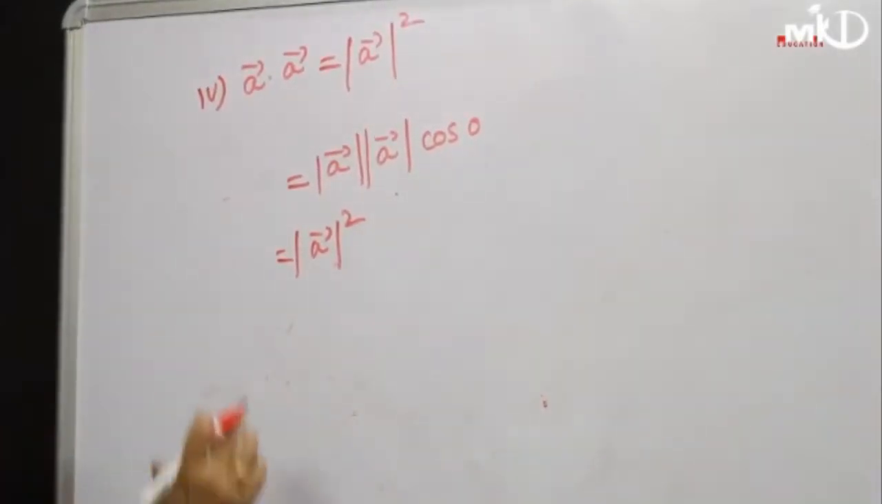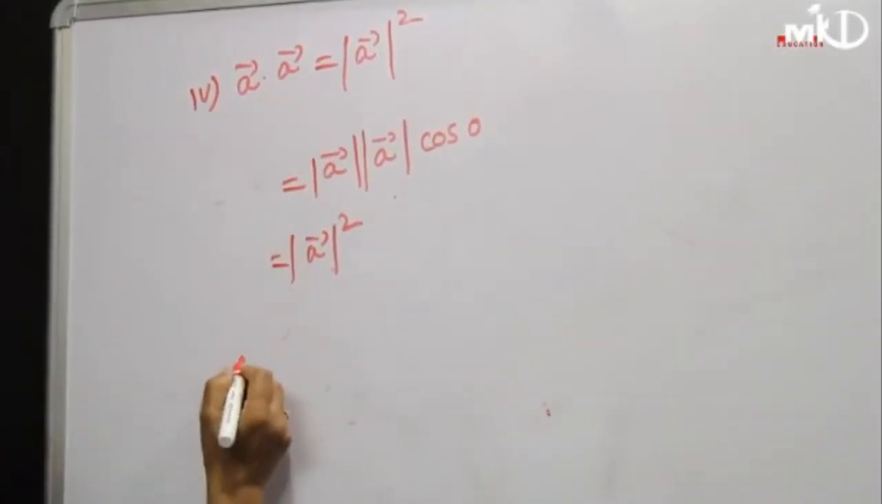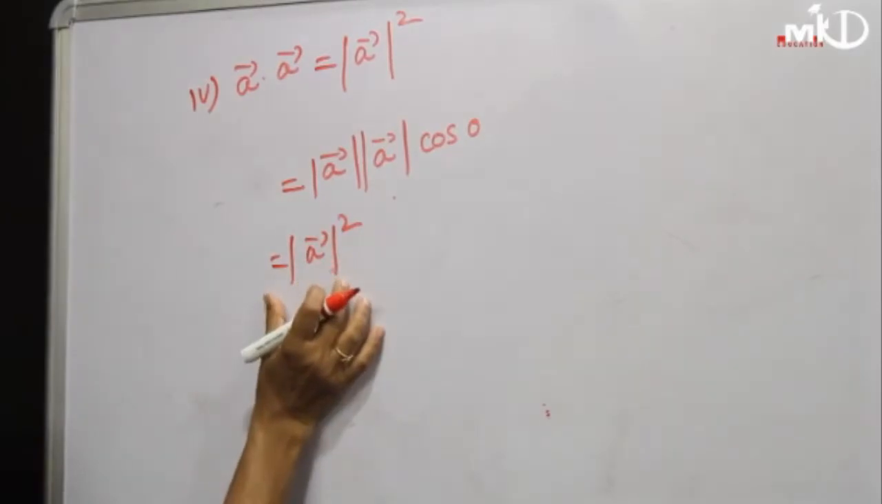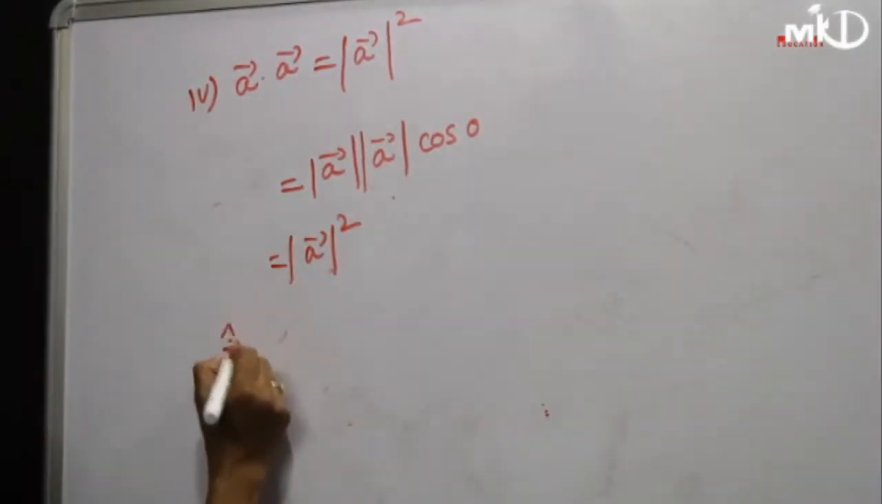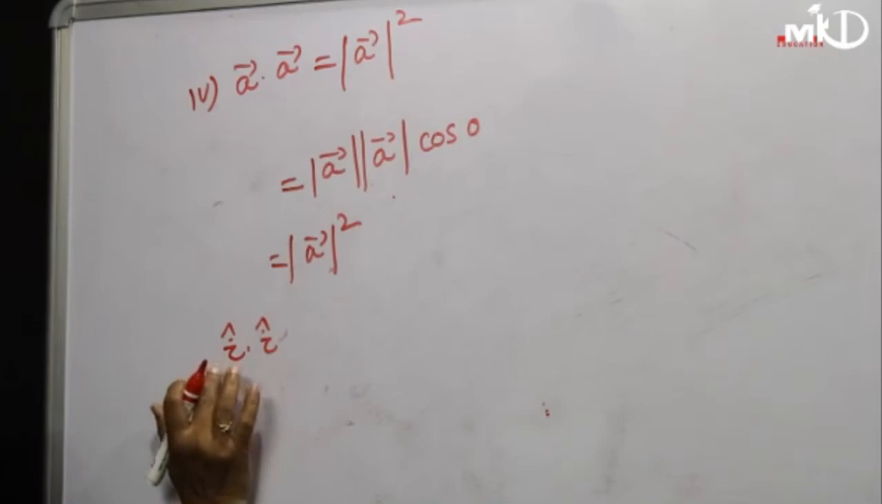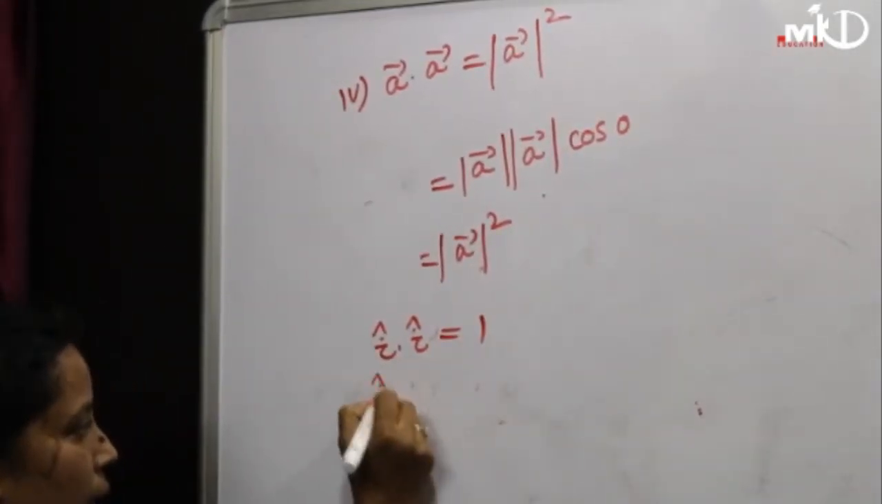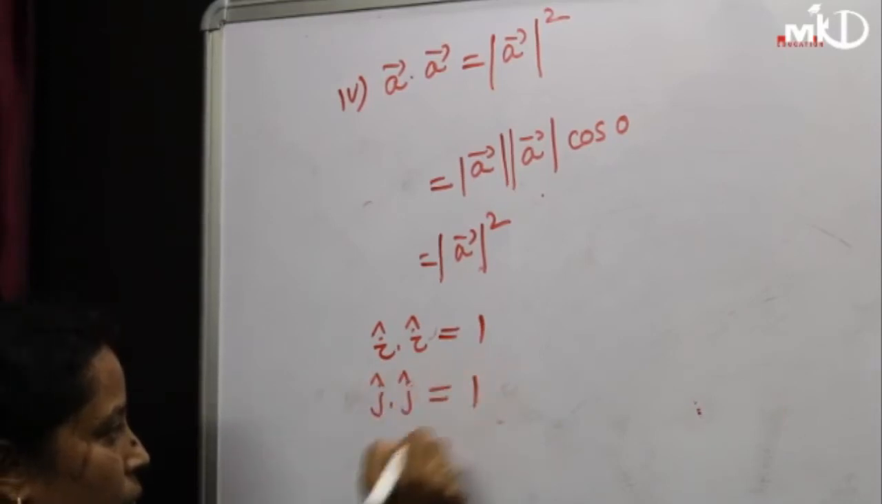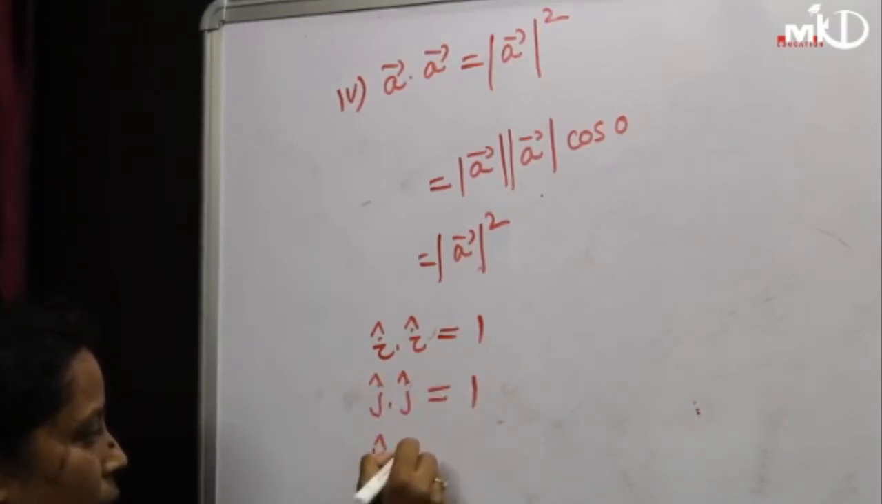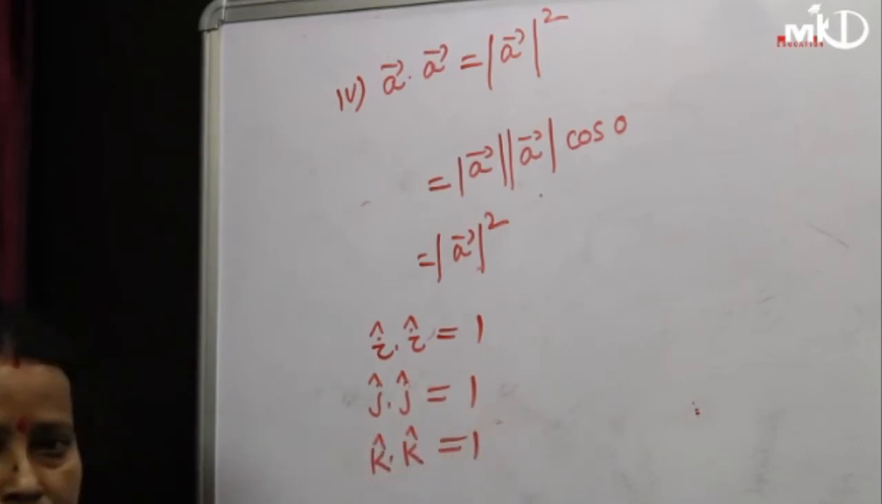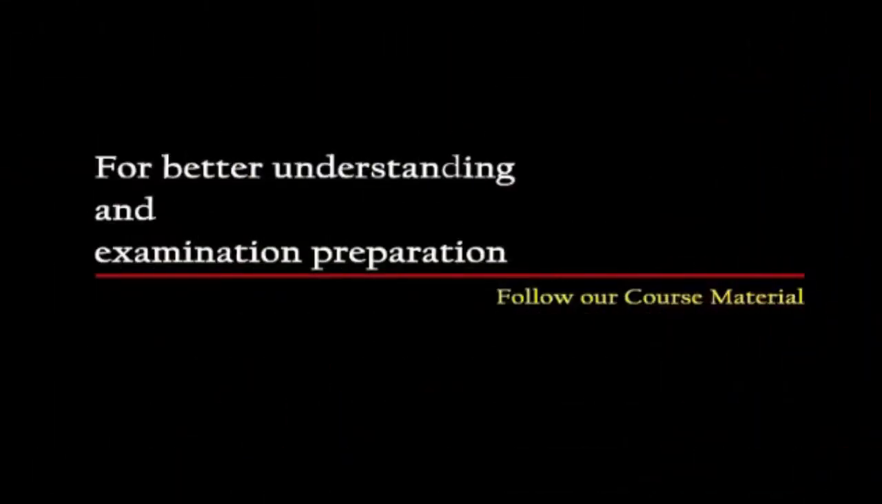And since a bar dot a bar is equal to the square of the magnitude, the dot product i cap dot i cap is equal to 1. Similarly, j cap dot j cap is equal to 1 and k cap dot k cap is equal to 1. So these are the properties of the scalar product. Now we take one problem.